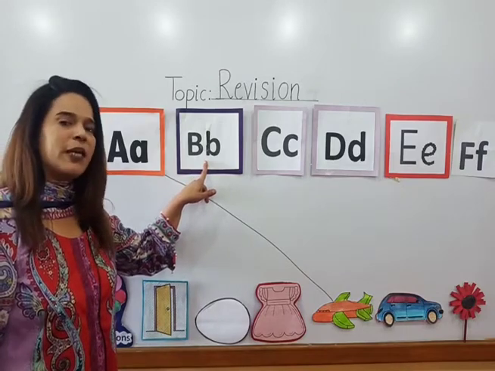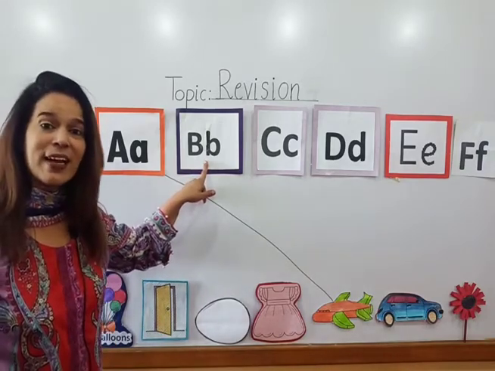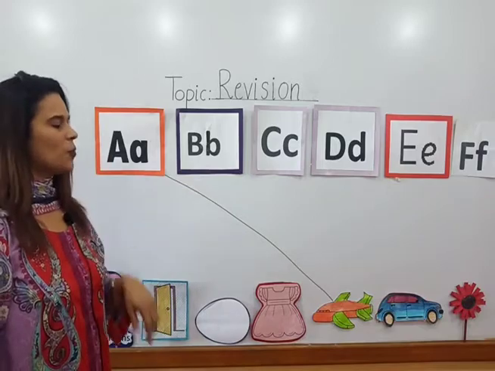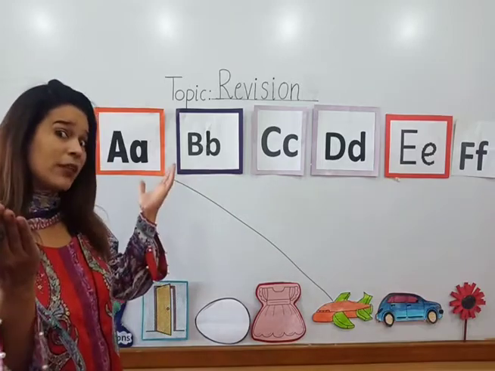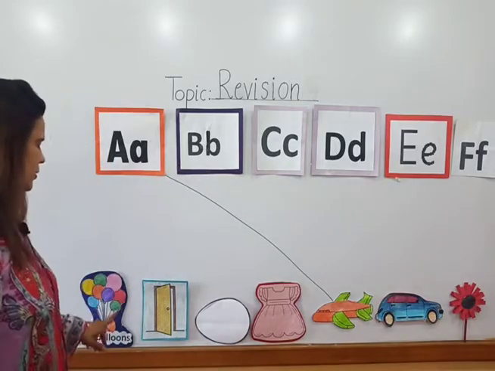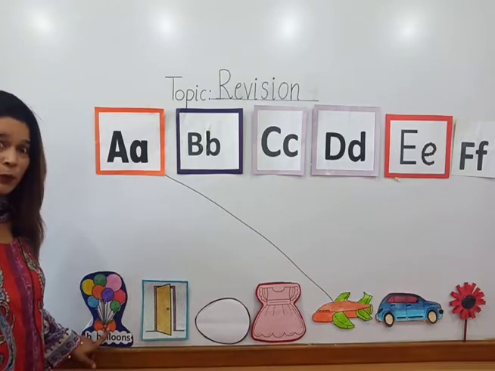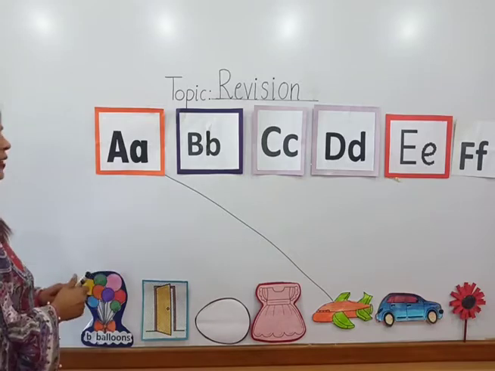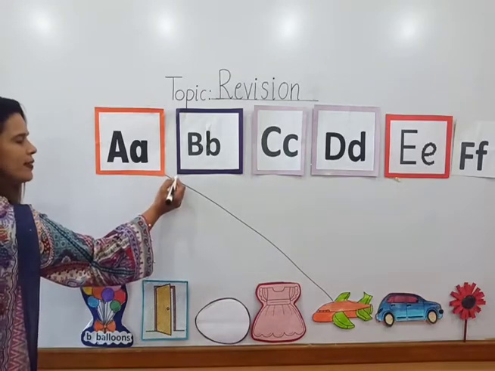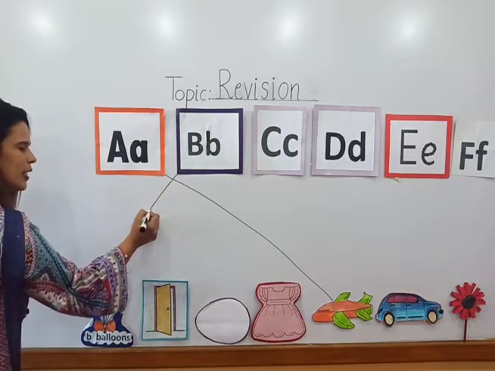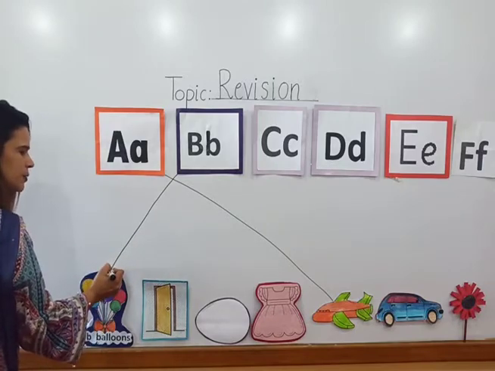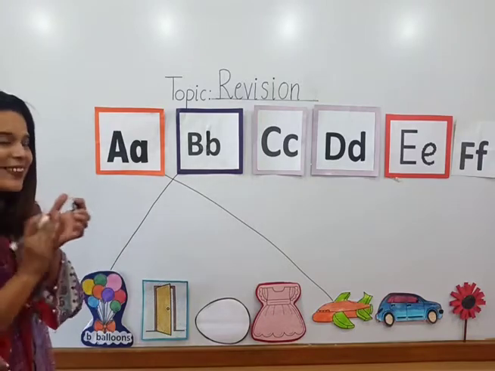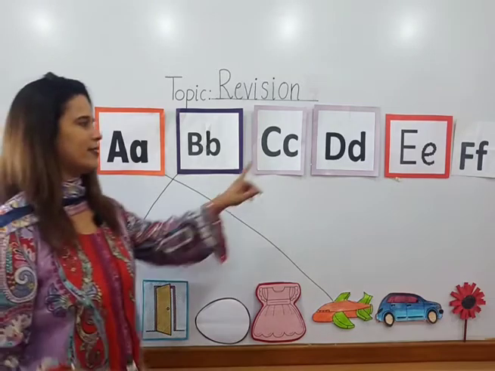Okay, now look at the second letter. Letter B. Which letter is this? Letter B. Okay, now, which word can we make with letter B? Let's find out. Beaver, balloon. Yes, beaver, balloon. Okay, let's match balloon with letter B, with B sound. Very good.